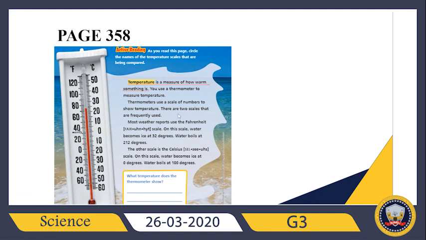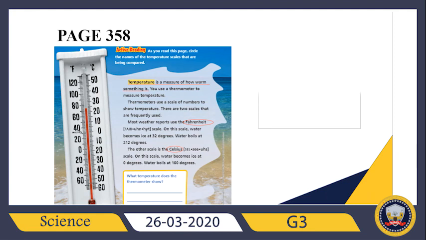Okay? So, let's check. Most weather reports use the Fahrenheit scale. On this scale, water becomes ice at 32 degrees. Water boils at 212 degrees. So, let's circle Fahrenheit because this is important for us, Fahrenheit scale. And the other scale is the Celsius scale. Right now we will compare them.